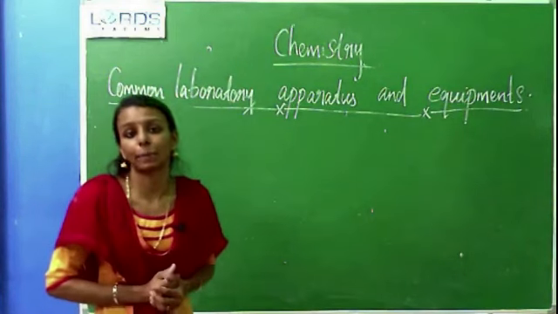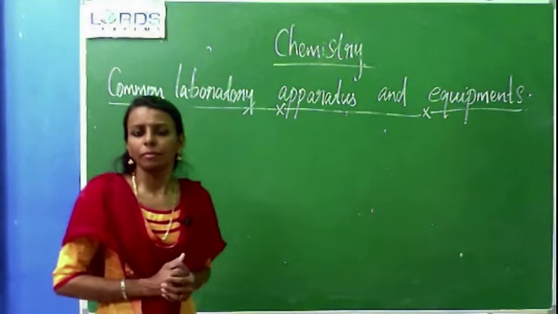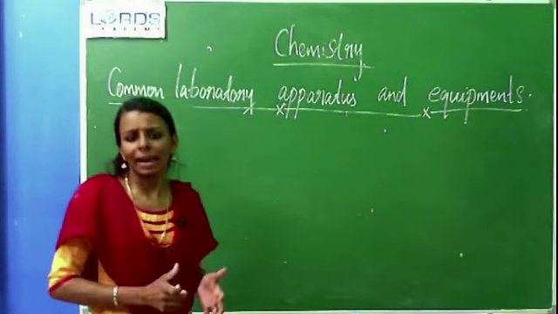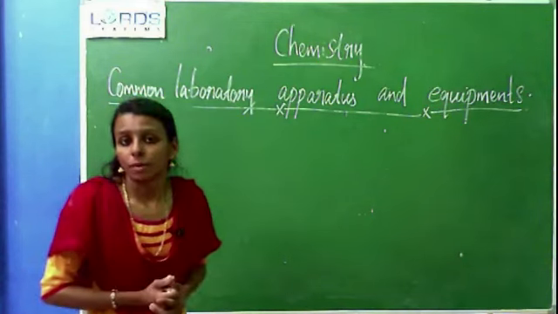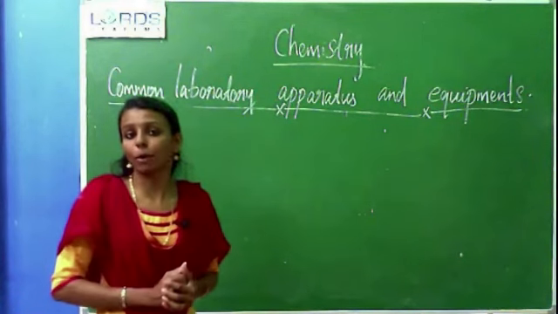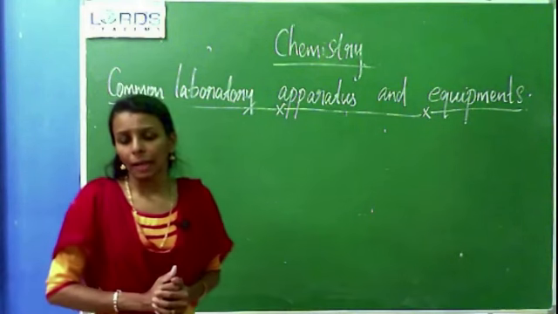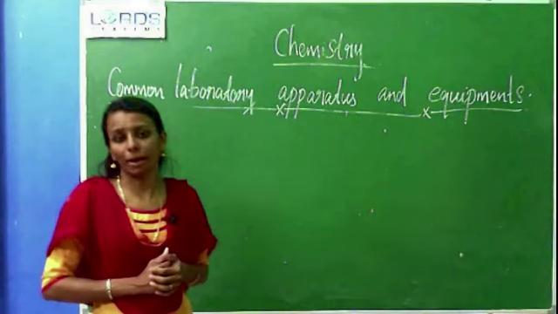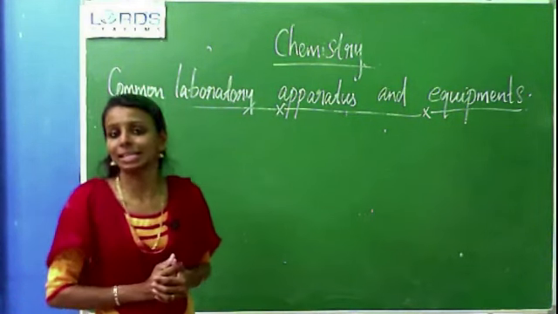Laboratory apparatus are made up of glass. What is the reason? We know that the glass apparatus are easy to clean, and these glass apparatus are made up of hard or pyrex glass. Most of the laboratory apparatus are made up of hard or pyrex glass. It will withstand high temperature. That's the first one. The second one, it is easy to clean. We can clean very easily.